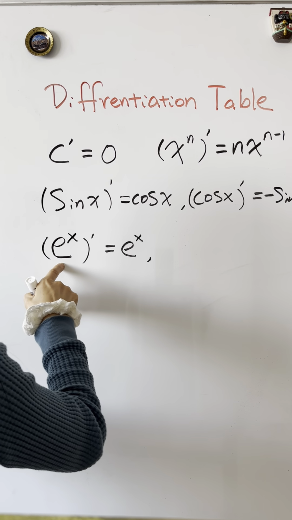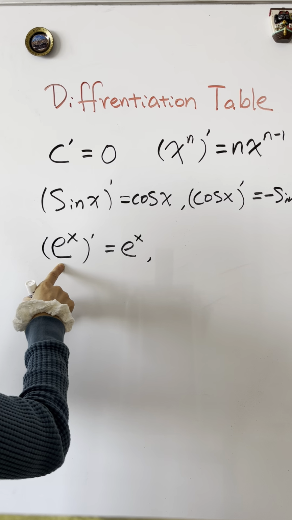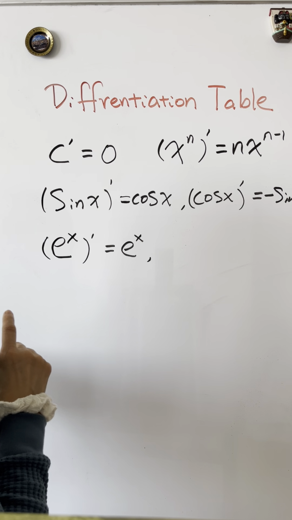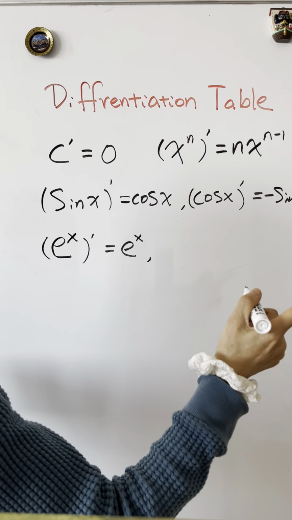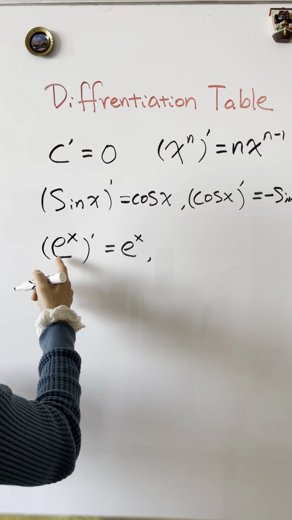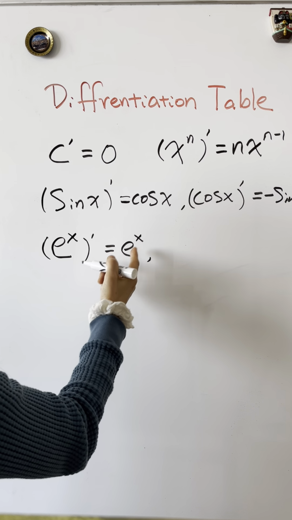So this e is the Euler number. Euler number is like pi, a constant number. If you plug it into a calculator, you get 2.7. It keeps going on. It's an irrational number. So we just keep it as e, the Euler number. So its derivative is itself.